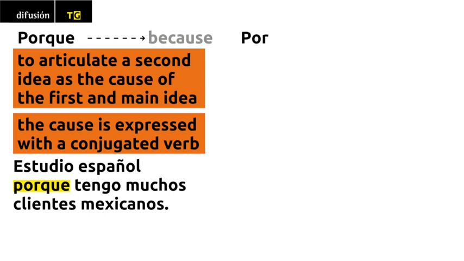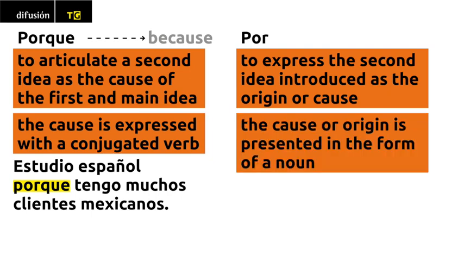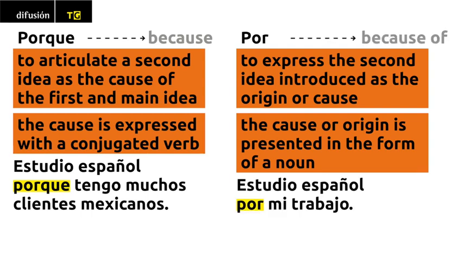The connector por is used to express the second idea, introduced as the origin or cause of the first and main idea, when the cause or origin is presented in the form of a noun. It is usually rendered into English as because of. Estudio español por mi trabajo.